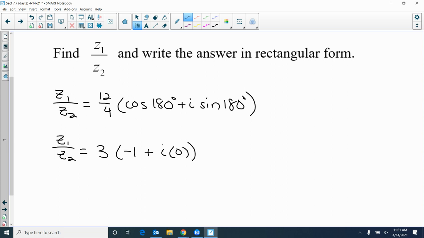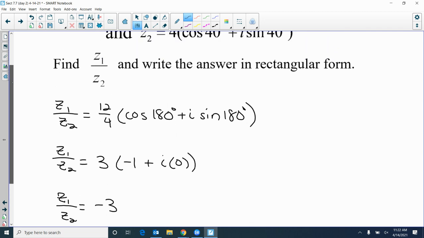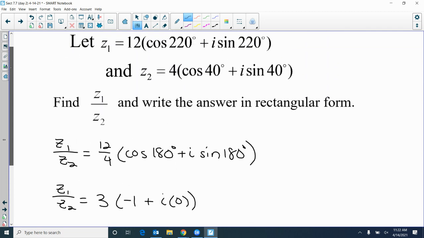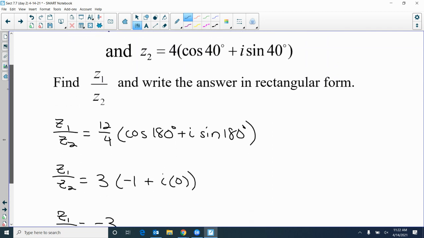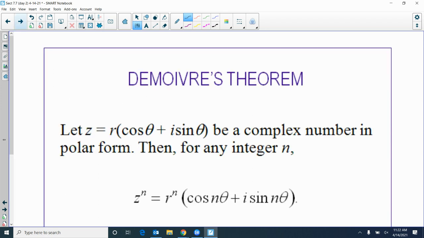So in the end, what does Z1 divided by Z2 boil down to? -3. Okay, so we started with two complex numbers. We divided them, and we just got a real number. They both had an I part. Now there's just -3. Okay, for that one. All right, so that's adding and subtracting. All right, let's take a look at that next set.